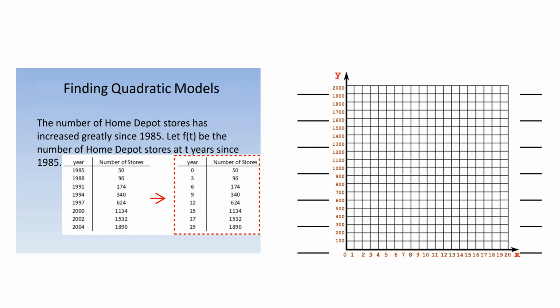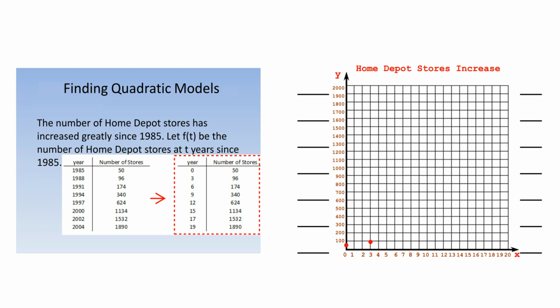And for this one, how about we put a title on there? This talks about the number of Home Depot stores, so let's say Home Depot stores increase. And now let's plot that. 0, 50 is the first coordinate point. So 0, 50 is our y-intercept.